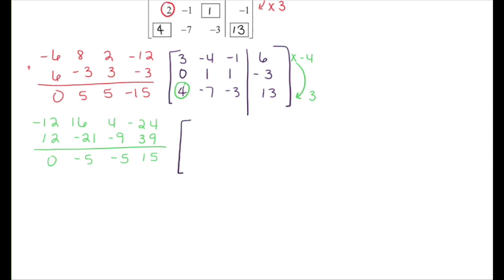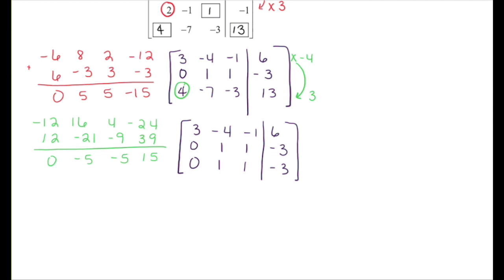Our top row stays the same. Our middle row also stays the same. And our bottom row, notice they're all divisible. We know it has to be a positive one, so I'm going to divide them all by -5. So I have 0, 1, 1, and -3. We see something interesting happen here.